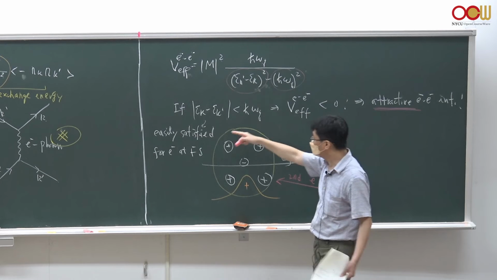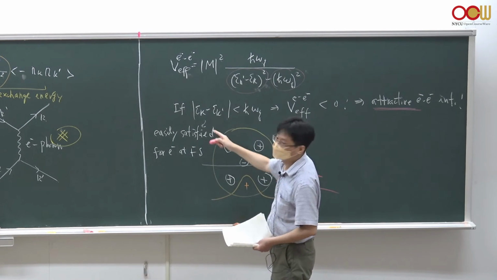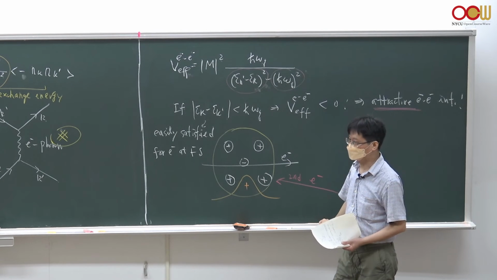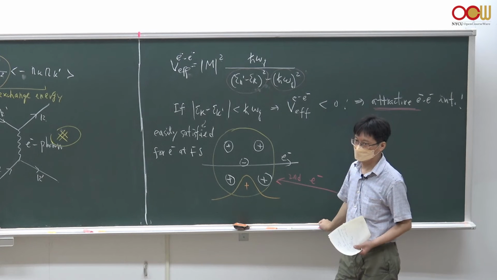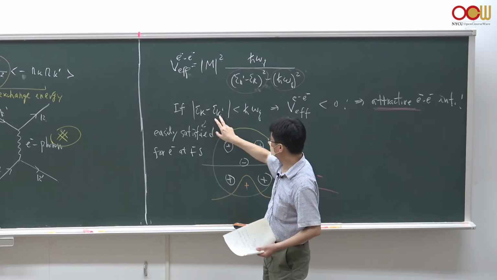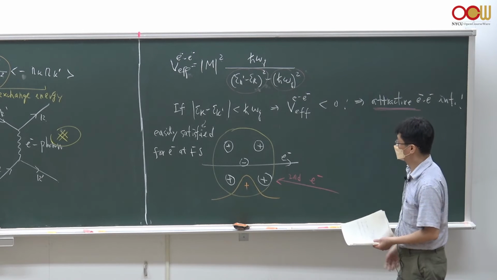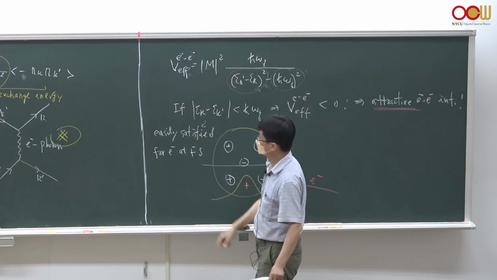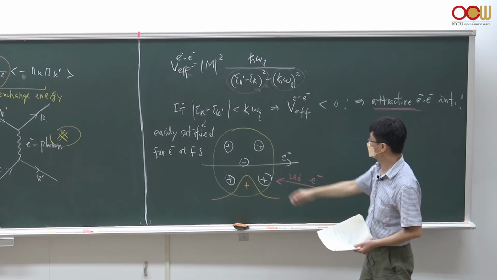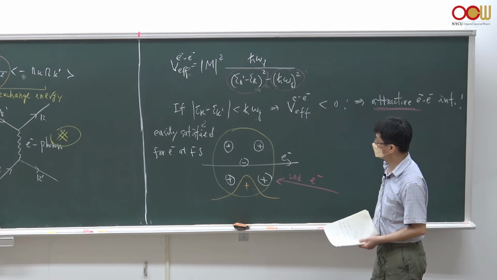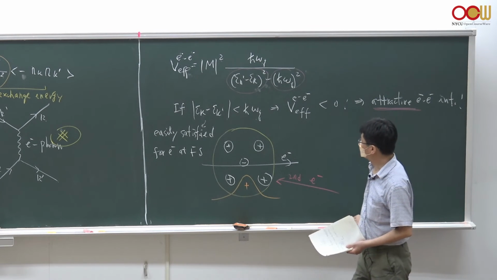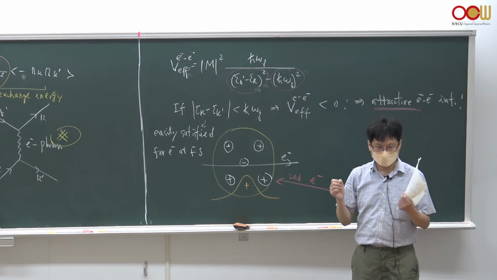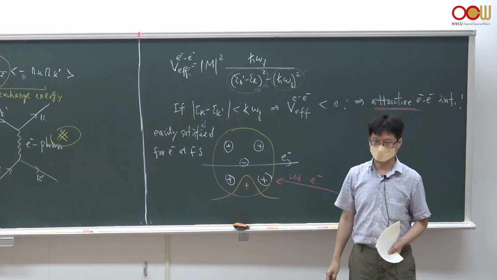But this condition is very easy to satisfy, because when these electrons are at low temperatures, the most active electrons are those close to the Fermi surface. And therefore, both k and k prime are very close to the Fermi surface or Fermi momentum, and the difference in those energies is expected to be very, very small compared to the phonon energy. So this condition is very easy to satisfy, and therefore, near this Fermi surface, two electrons could be attractive to each other rather than repulsive.